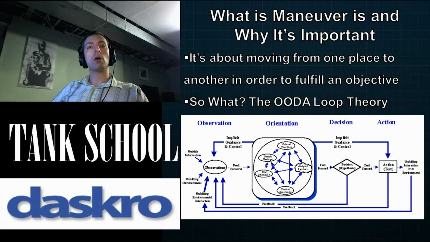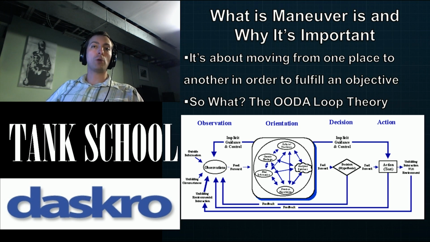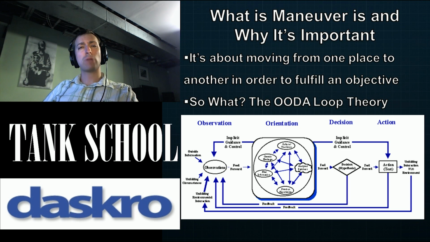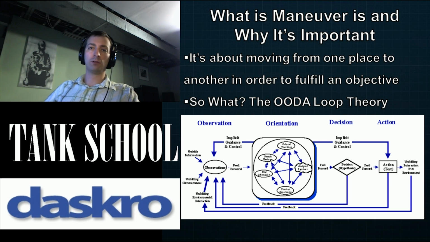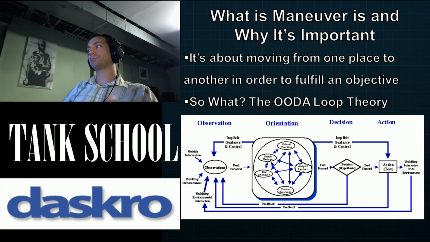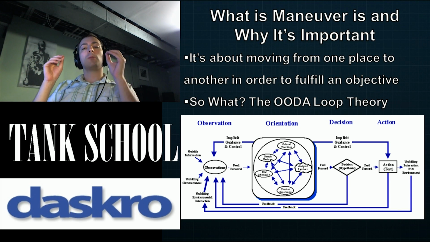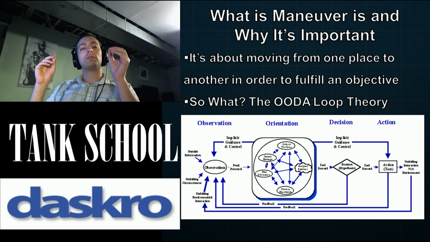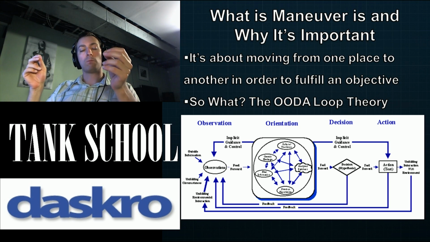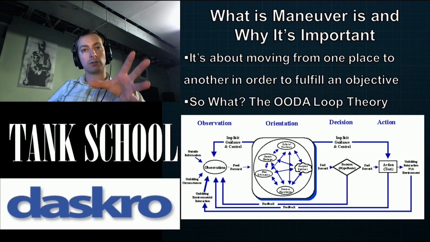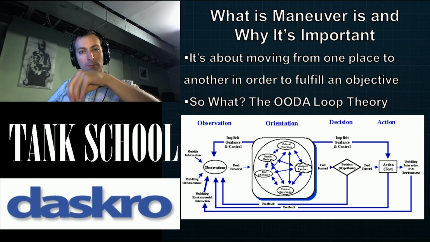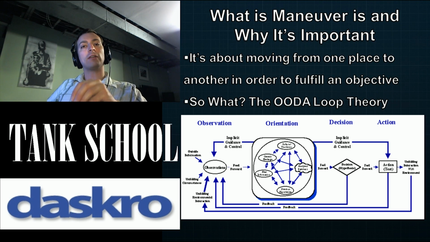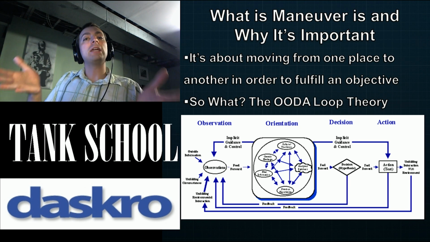Why is it important? Well, to talk about it, we need to talk about the OODA loop. The OODA loop is a tactical theory that came up about 30, 40 years ago by Colonel John Boyd of the U.S. Air Force, and here's the gist of it. It's observe, orient, decide, act. So, what does that mean? It means make an observation. I am in the game, and I see things. Whatever I'm seeing, what does it mean to me?